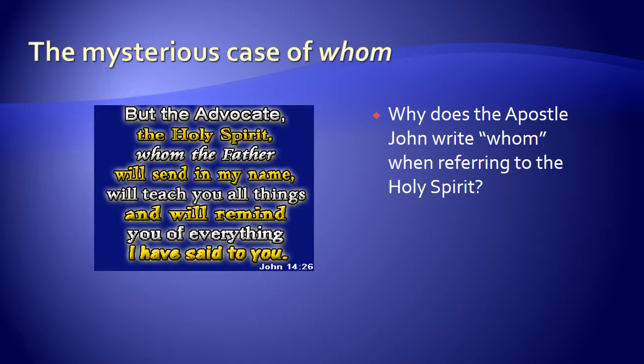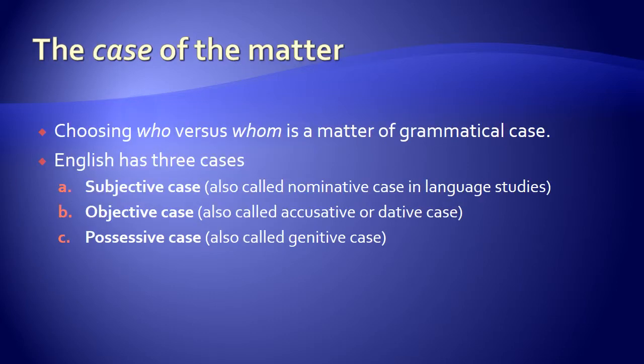The mysterious case of whom. Well, it's not so mysterious if you know the case of the matter. Choosing who versus whom is a matter of grammatical case. As a reminder, English has three cases: the subjective case, objective case, and possessive case. The subjective case is also called nominative case in language studies. The objective case is also called the accusative or dative case in language studies, and the possessive case is sometimes called the genitive case.